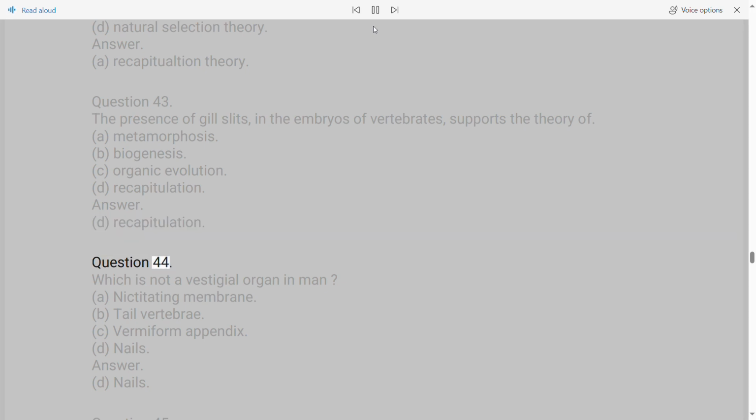Question 44. Which is not a vestigial organ in man? A. Nictitating membrane. B. Tail vertebrae. C. Vermiform appendix. D. Nails. Answer. D. Nails.